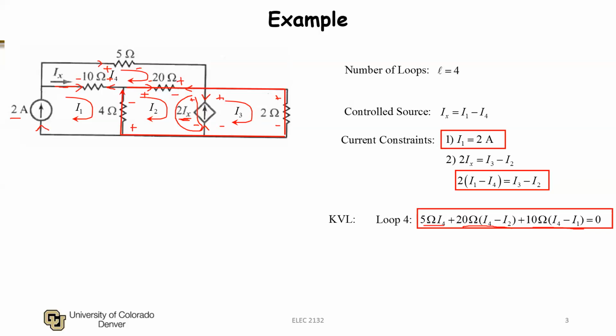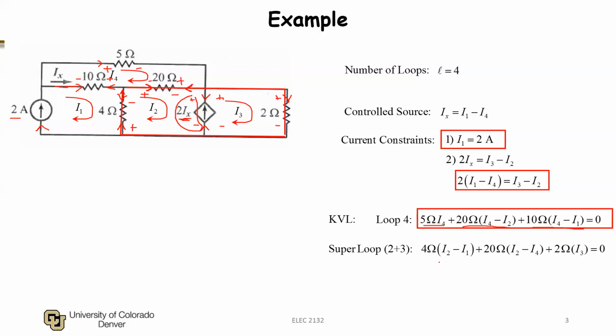So now I can write my KVL around the perimeter of my super loop. And to do that, I have the voltage drop here. I'll start with the 4 ohm resistor. It's 4 times I2 flowing up minus I1 flowing down, plus 20 ohms times I2 flowing to the right, minus I4 flowing to the left, plus 2 ohms times I3, which is flowing down.